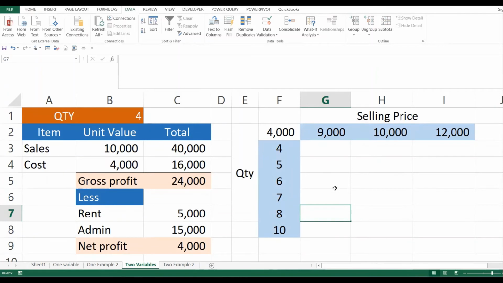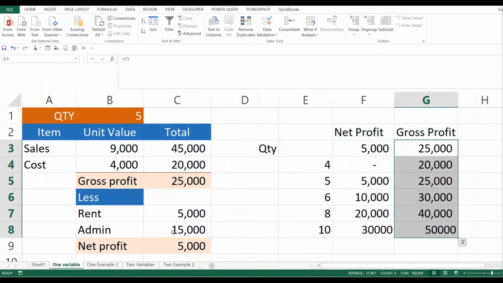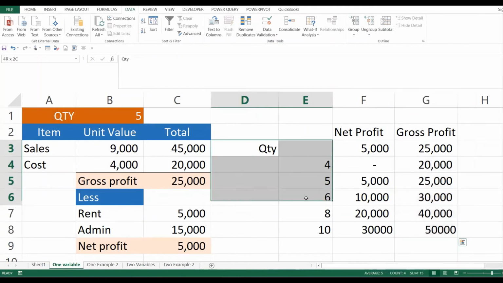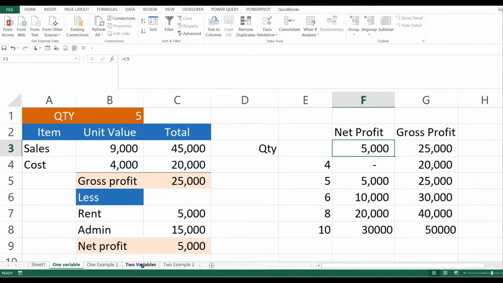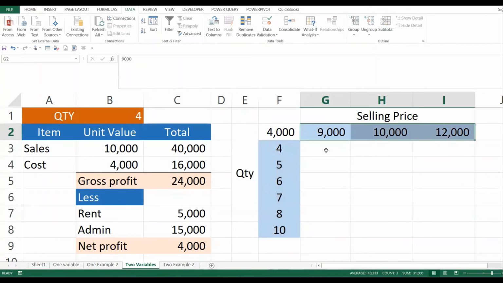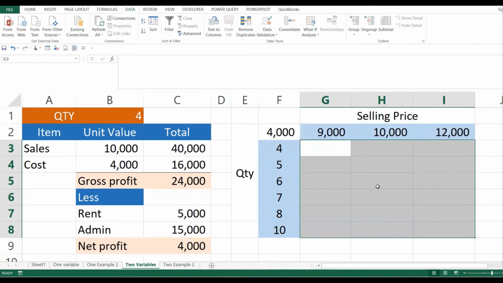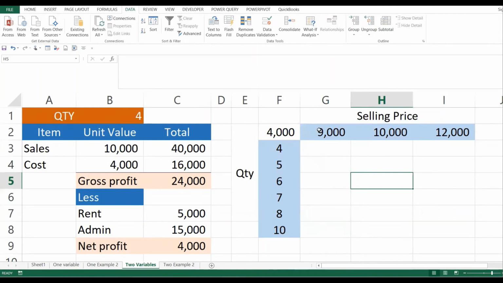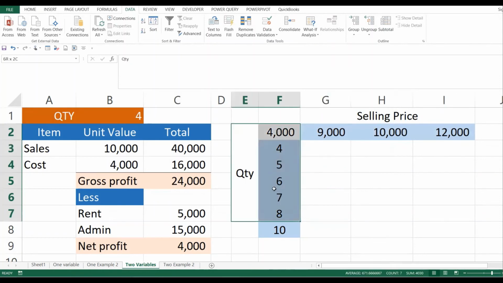So in my earlier example, I looked at only one variable which was changing, and then I got my net profit. But now in my next example, I'm varying two things. One is the quantity and the other the price, and I want to see how my net profit will behave. So I'll set up my table in this form, my selling price there, my quantities here. Then in this box, I'll put what I want to study. What I want to study is the net profit.